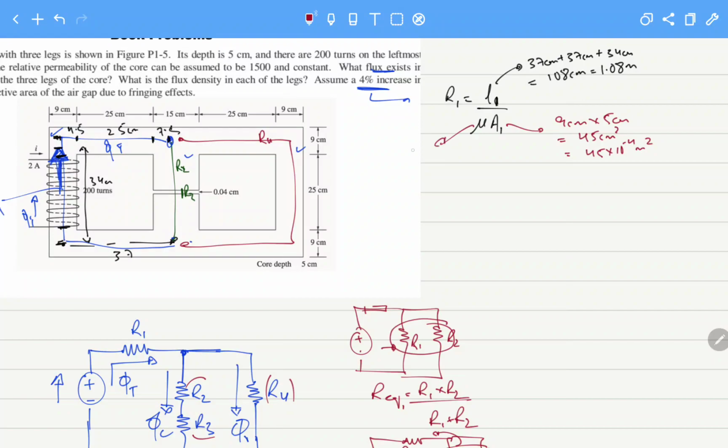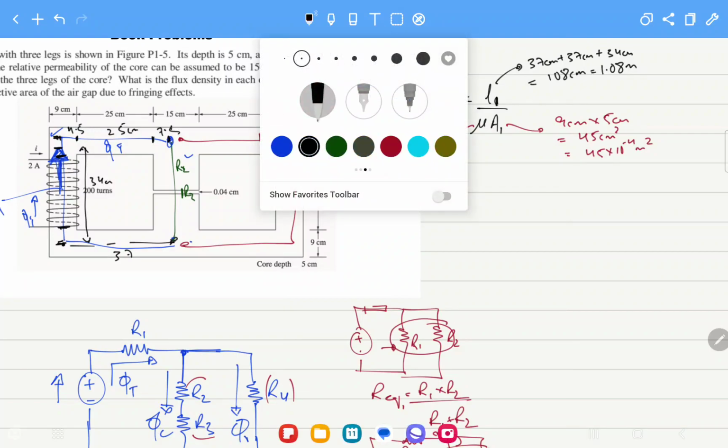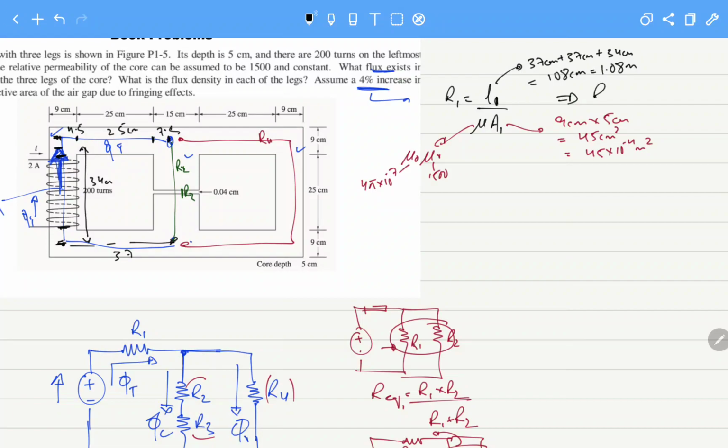Mu we can calculate from mu naught into mu r. Have they given us the relative permeability? Yes, it is 1500, and this value everybody should know, into 10 raised to power minus 7. So in this way we can calculate R1, and the value of R1, the reluctance one, will be 127.3 kilo ampere turns per Weber.